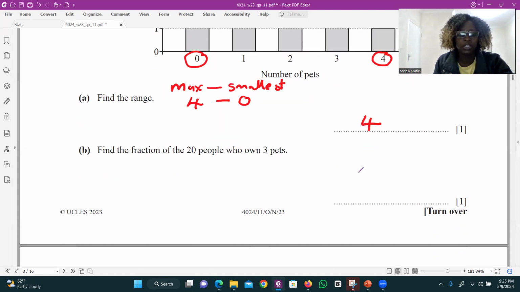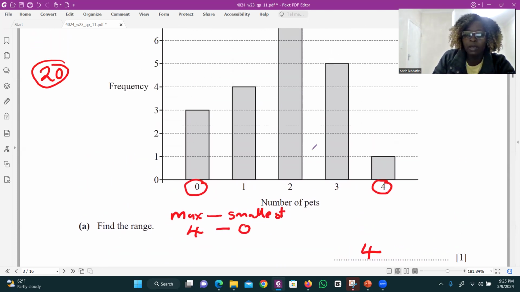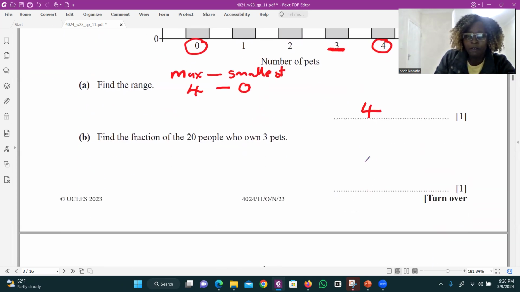That's the first question. Then the next one is saying find the fraction of the 20 people who own 3 pets. So let's go to 3 pets. How many people have 3 pets? We check the number here, it's 5 people. Out of how many? Out of 20. So we can say the fraction is going to be 5 over 20, like this.